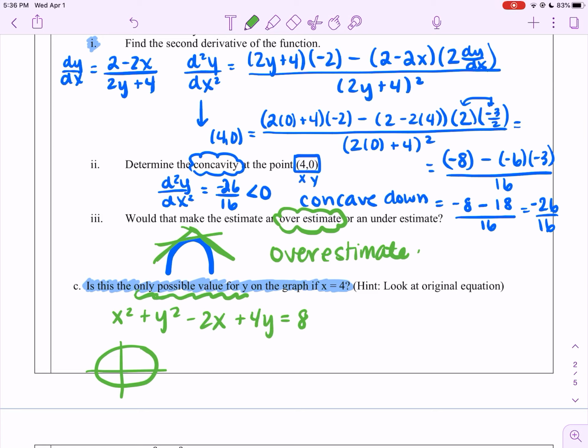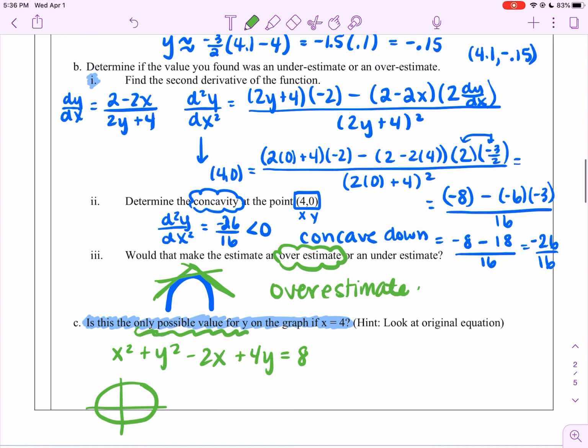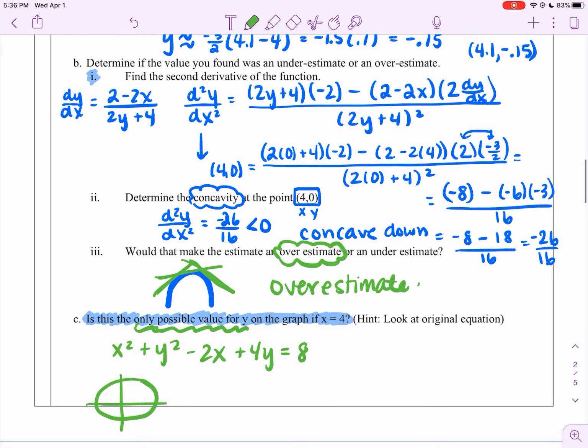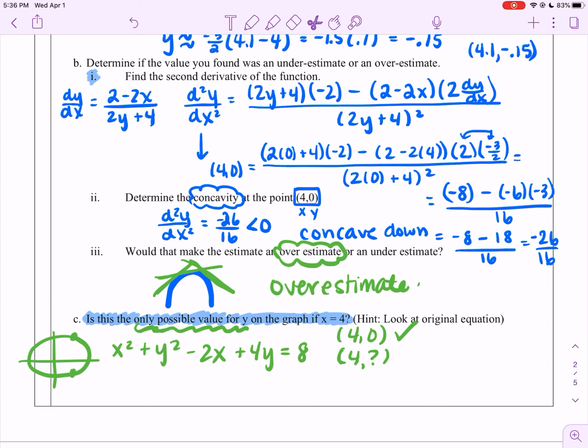So if we have x equals 4, yes, we might know that if I plug in x equals 4 and y equals 0, the point that we had before, that's definitely a point on the graph. What they're asking, though, is there another point where x is equal to 4 where y has another coordinate? Well, one way to determine if there exists another possible y value when x is equal to 4 is to take your original equation and substitute in x equal to 4. See if it produces another y.